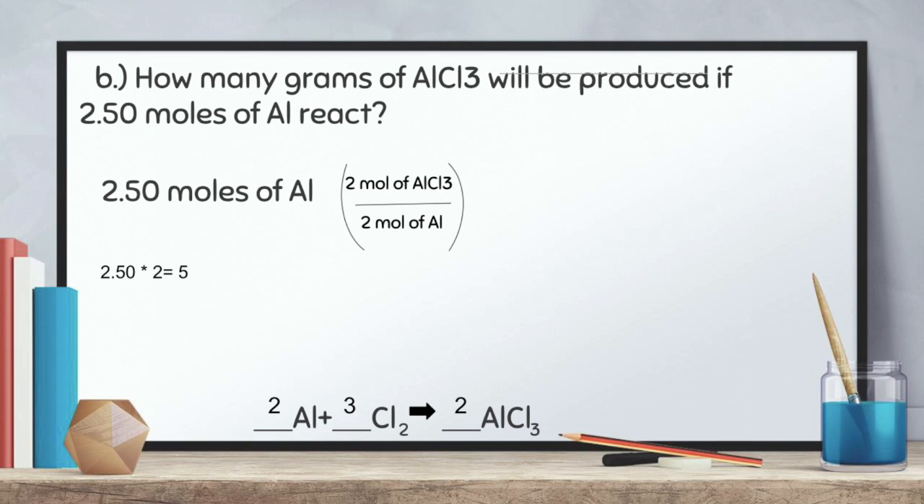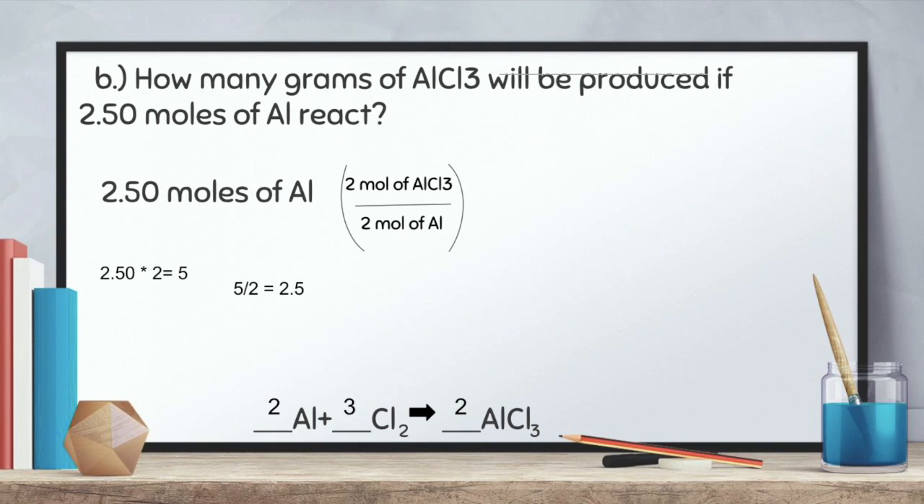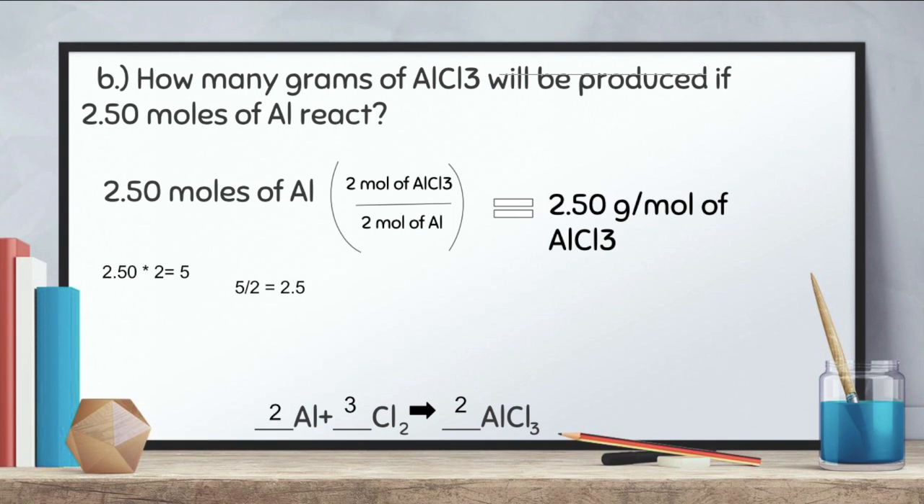When you multiply these numbers, you get 5. So from the 5, we're going to divide by 2, and we get 2.5. So our answer is going to be 2.5 moles of AlCl3.